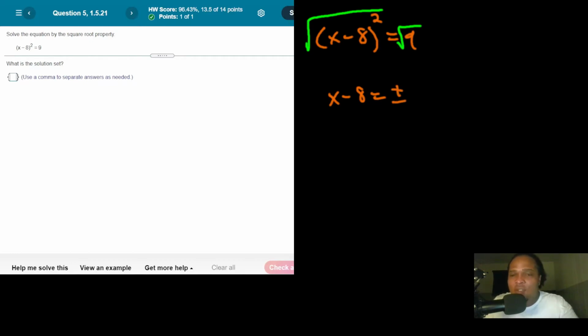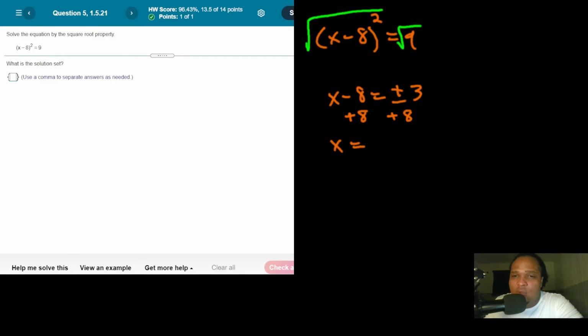Plus and minus. Okay, and what is the square root of 9? The square root of 9 is 3, so it's a positive 3 and a negative 3, right? Positive 3 squared is 9. Negative 3 quantity squared is also 9. So you need plus or minus. And now the last step we're going to do is go ahead and add 8 to both sides.